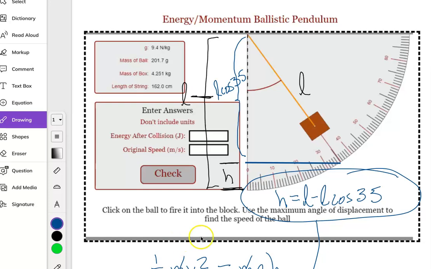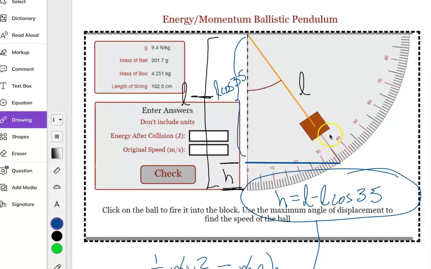Hey Leo, it's Christian. This is an interesting problem, and the thing that we're doing is you fired that ball, and the ball goes into a box, and then both of them travel up.